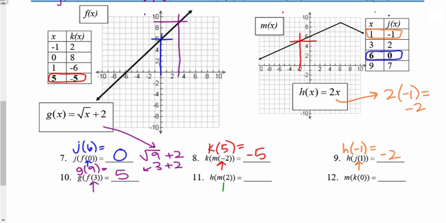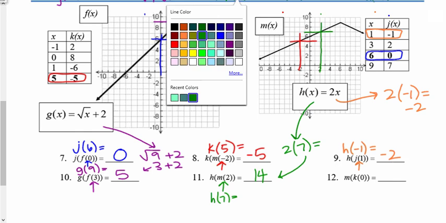Number 11, starting with m of 2. M is this graph right here. M of 2 is 7. So then I do h of 7. And h is this equation here. So h of 7, I'm just plugging in 7 for x. I do 2 times 7, and I get 14.